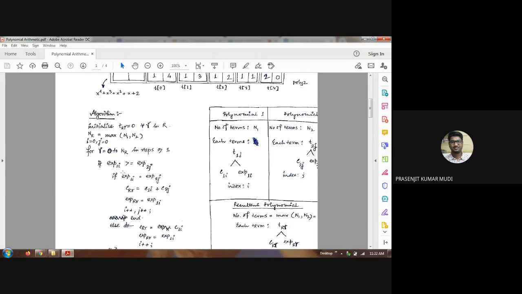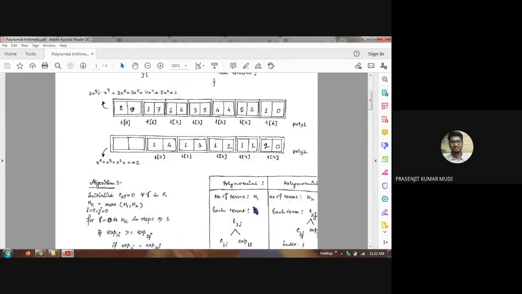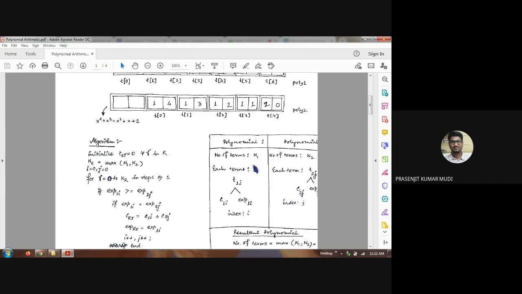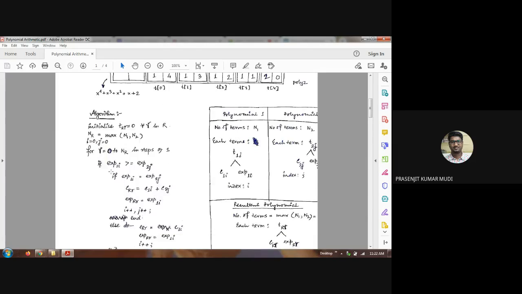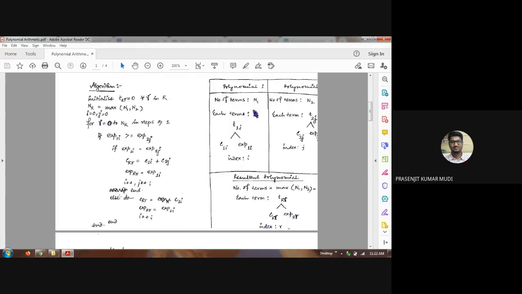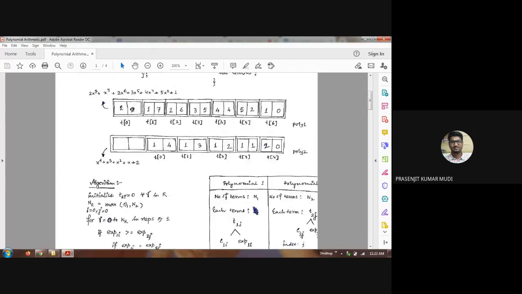What if this if condition is false? For example, this term 2x to the power 9 and this term x to the power 4 are compared. So their exponents are not same. So 9 greater than 4. So this outer if condition is true, but the inner if condition is false. So if this if is false, it will come to the else part. What you have to do? What will you do?